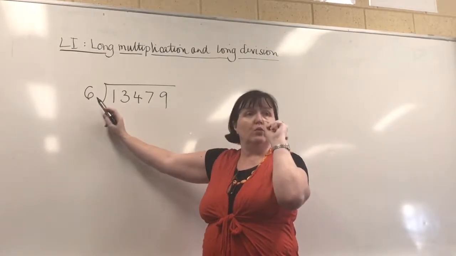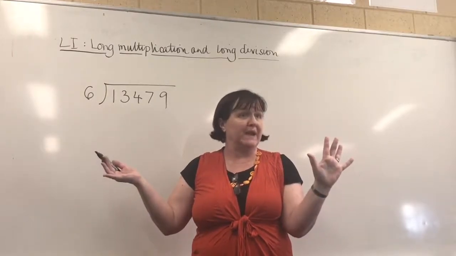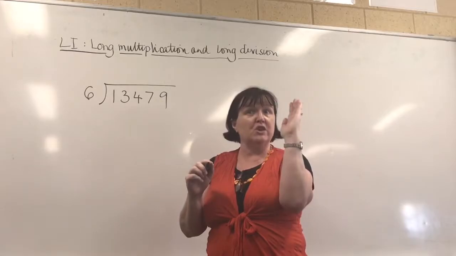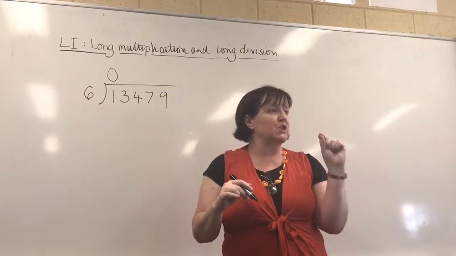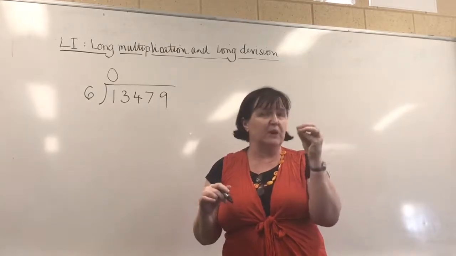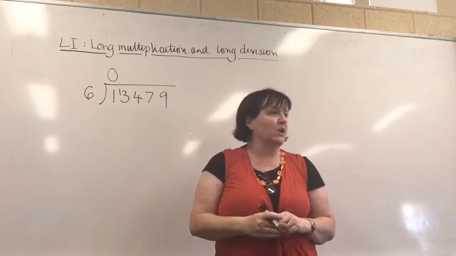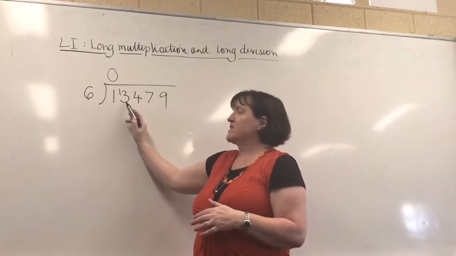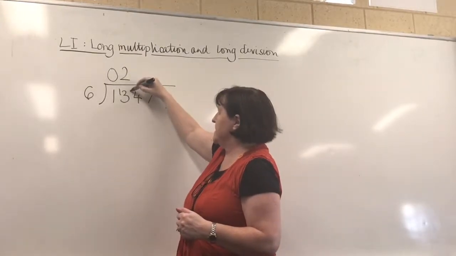So we do 6 into 1. Can 6 be divided into 1? Can't do it, can you? So what I always do to make sure that you get your place value right is put your 0, because that shows that you know it doesn't divide into it and you've dealt with it. And then you move it across to the next column. So the next column will now be 13. 6's into 13 goes 2, remainder 1.